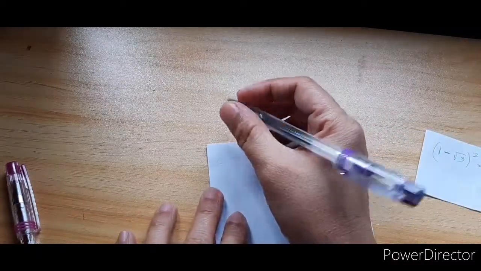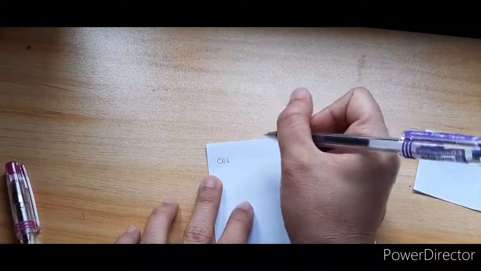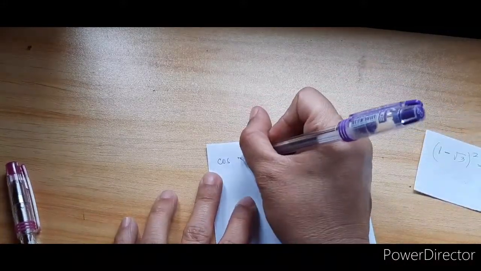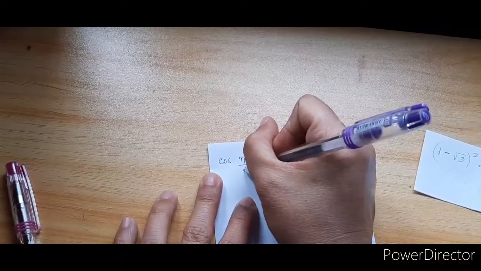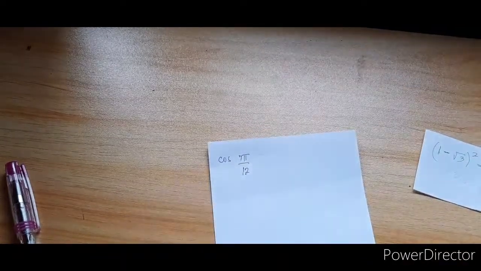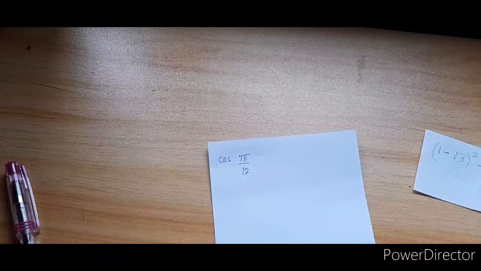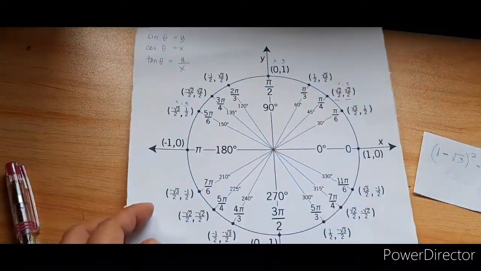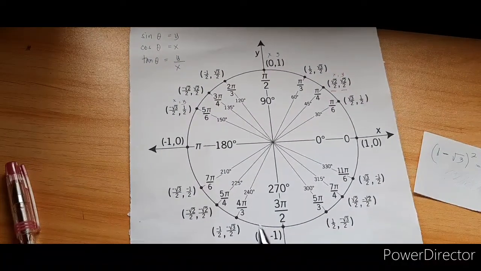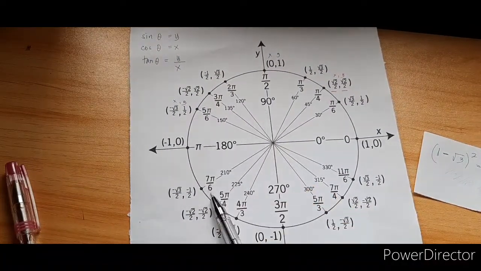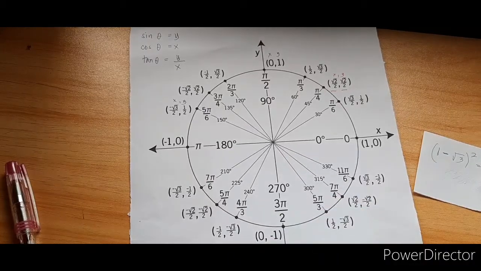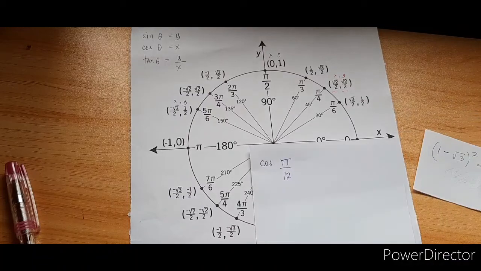So, we have, let's say, cosine 7 pi over 12. Is our unit circle still there? Let's find the cosine of 7 pi over 12. We have 7 pi over 6 here, and we have 7 pi over 4 there, but we don't have 7 pi over 12.